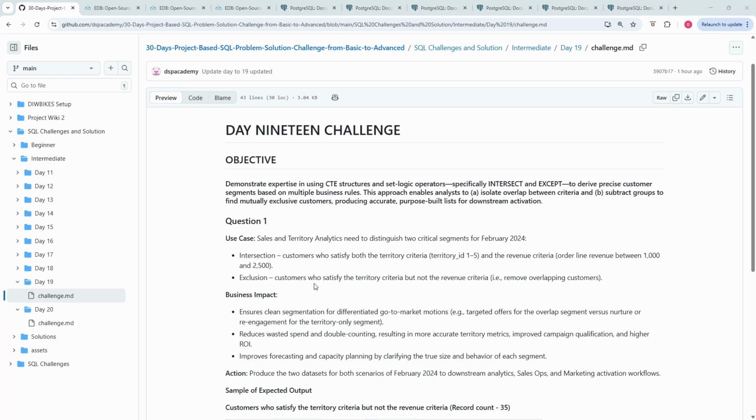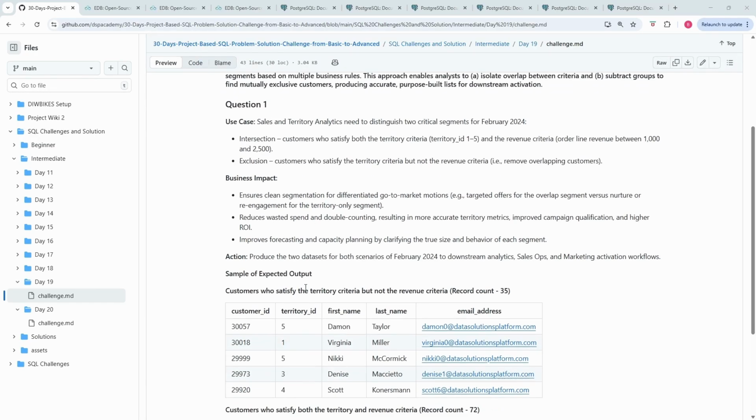Now, at this point, what we did in day 18 is very similar to what we're talking about in terms of the data set itself. So we're just going to use the same data set or the same query for what we're going to do today, and then we're just going to introduce those two key commands. The action here is to produce two data sets for both scenarios of February 2024 to downstream analytics, sales ops, and marketing activation workflows.